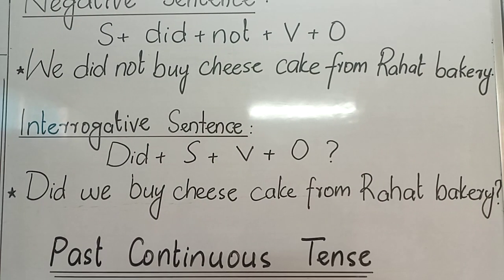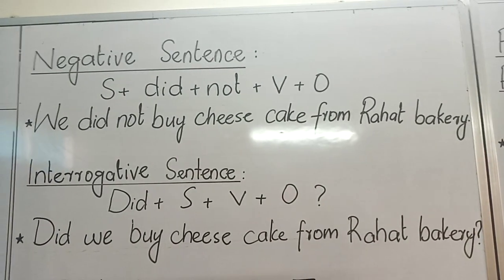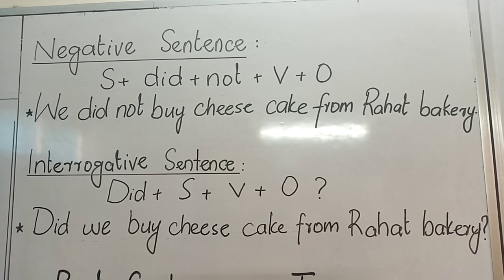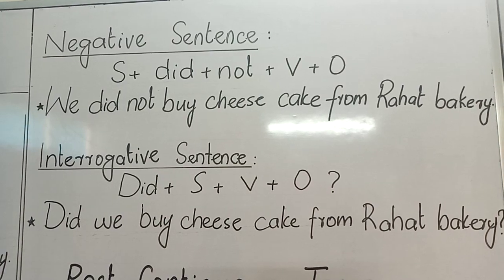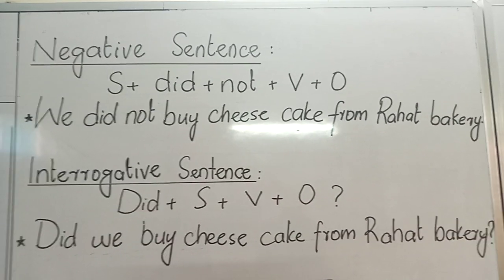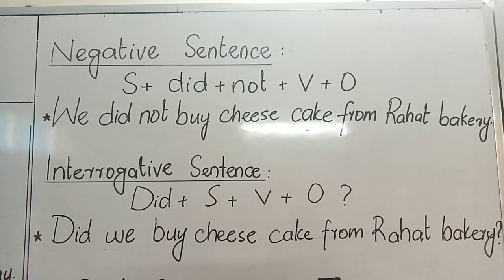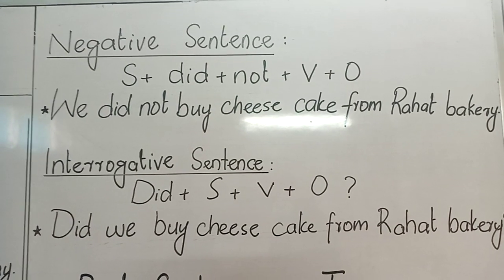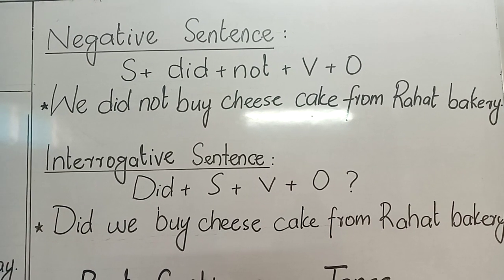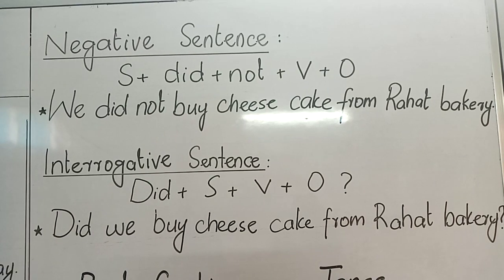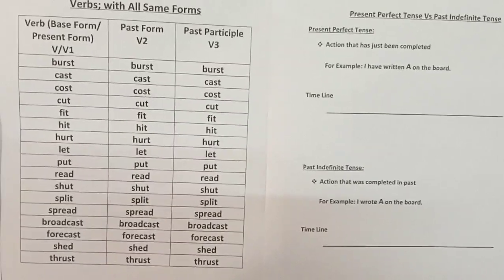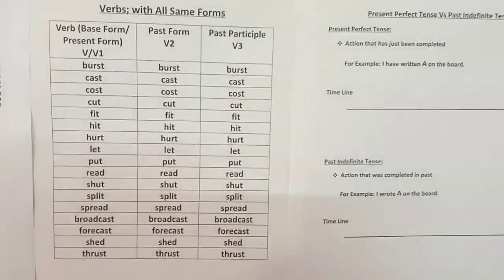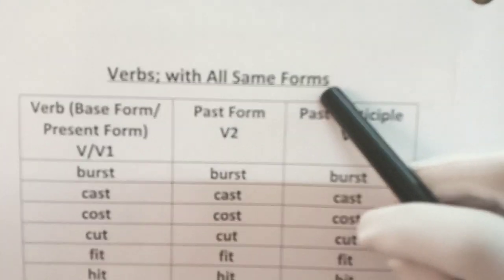You know that sometimes we have regular verbs, so there is ed after every verb, and sometimes we have irregular verbs. But sometimes we have some verbs which have all the same forms. So here I have a list for you where verbs with all the same forms are present.